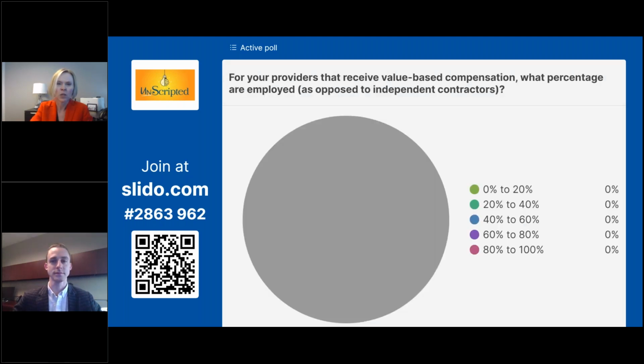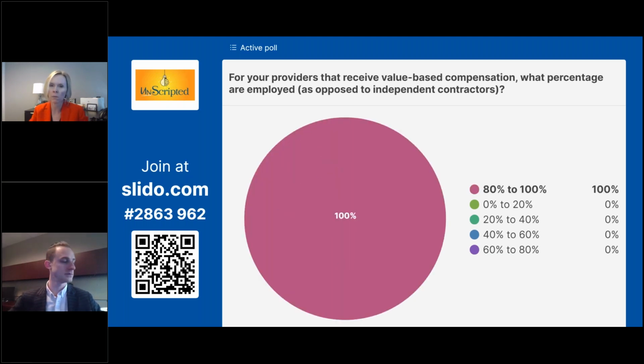Let's move on. For your providers that receive value-based compensation, what percentage are employed as opposed to independent contractors? What we're getting to here is that value-based compensation is not just for your employed physicians. You can work value-based compensation into financial assistance arrangements, call coverage arrangements, medical directorships, really all of the things. And so this question is really getting to that, to see who's getting the value-based compensation.